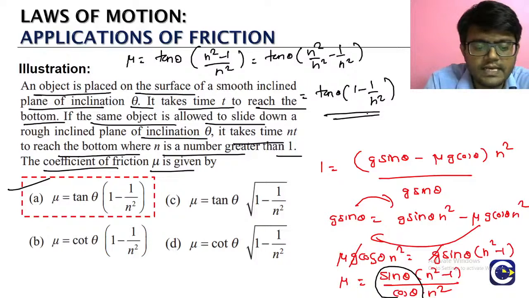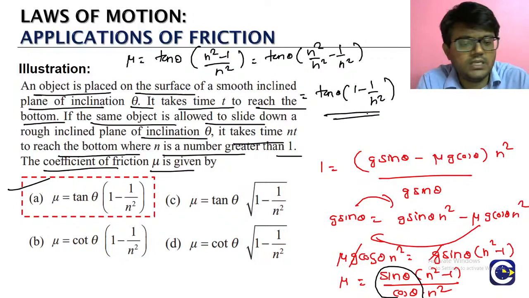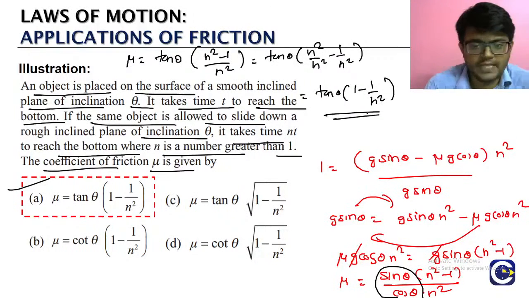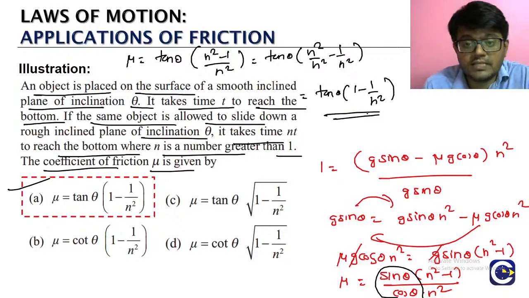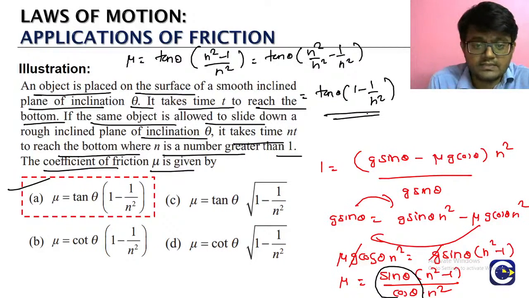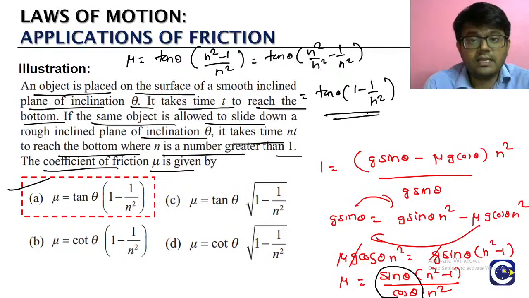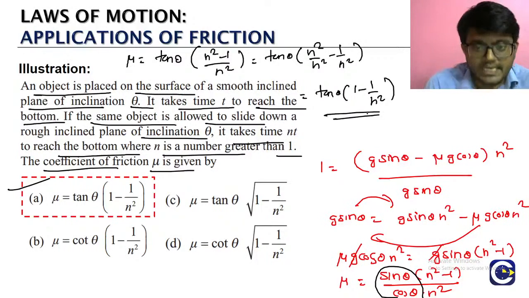So here we need to clearly understand what are the steps we have taken. First, what did we do? We started with the equation for the block on the smooth plane. Then we looked at the equation for the motion of the block on the rough plane. We got two equations. Just mathematical simplification, like we divided both the equations. From there we are able to get the value of mu in terms of theta and n. What is the formula? Mu is equal to tan theta into 1 minus 1 by n square.